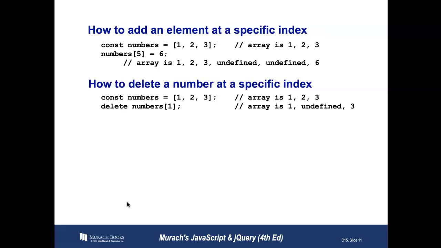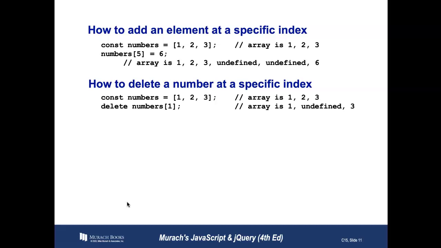We can also add an element at a specific index. Let's say we had an array of numbers that had 1, 2, and 3. So we have 3 elements, and 0, 1, and 2 would be their indices. We can actually jump ahead and make numbers[5] equal to 6, which means the array would be 1, 2, 3, index 3, or the 4th element, would be undefined, the 5th element would be undefined, and then the 6th element, which is index 5, remember 0 based, would be 6.